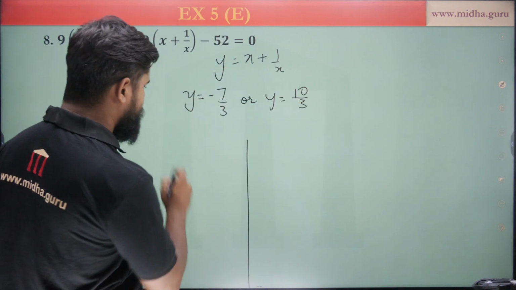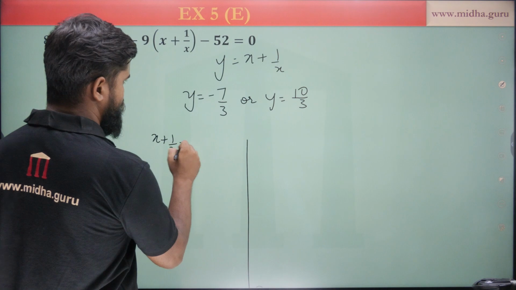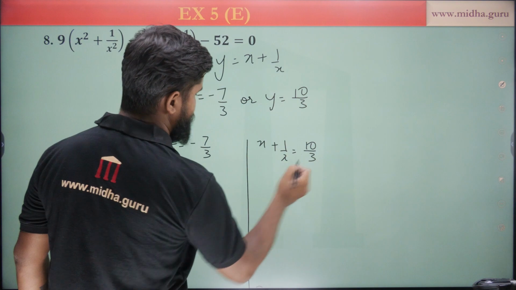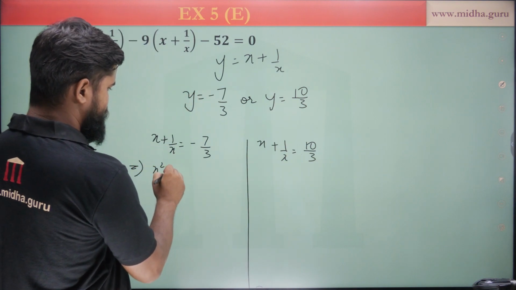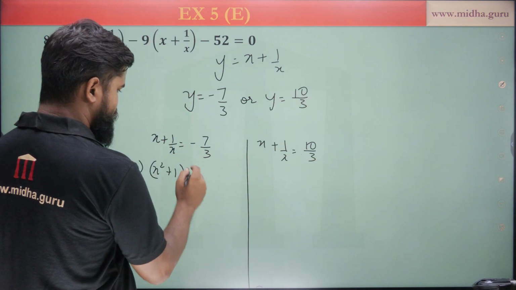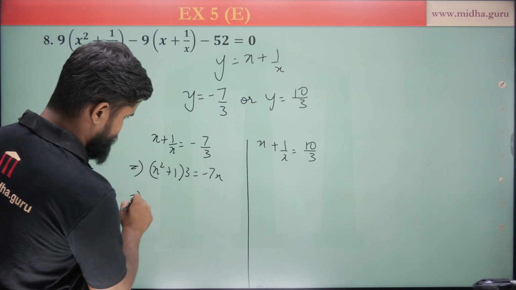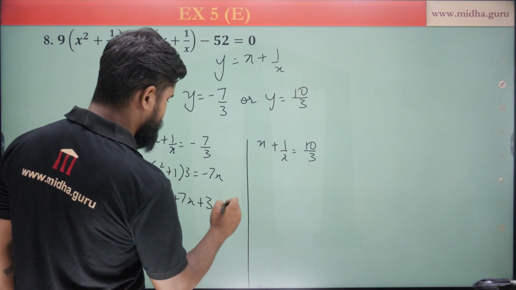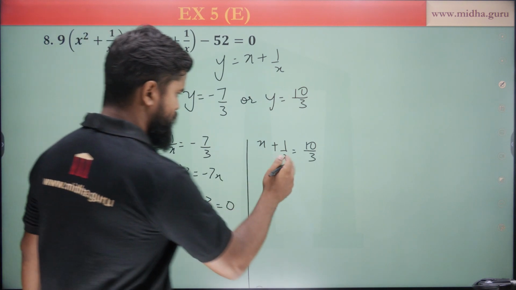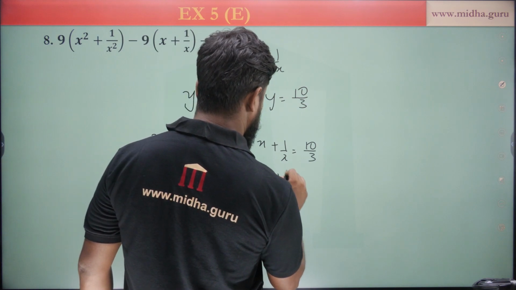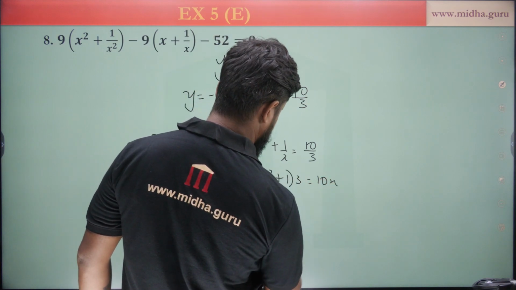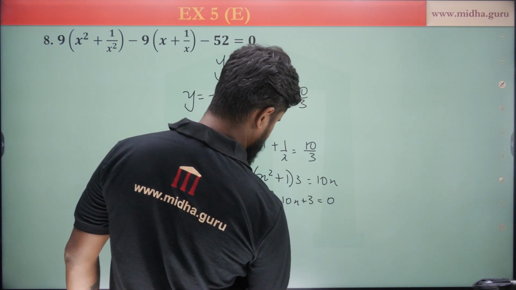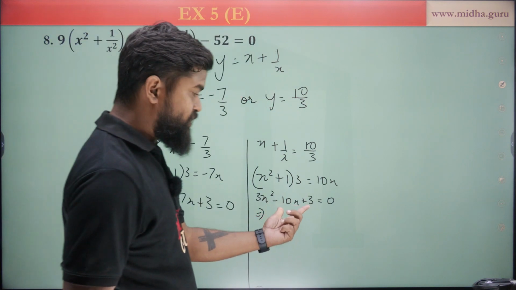Now since we know what y is, we'll just write x plus 1 by x is equal to minus 7 by 3 or x plus 1 by x is equal to 10 by 3. So it will be x squared plus 1, bring this 3 up here, we get minus 7x. So 3x squared plus 7x, bringing 7 to this side, plus 3 is equal to 0. And here we have x squared. Now here we can solve by factorization.